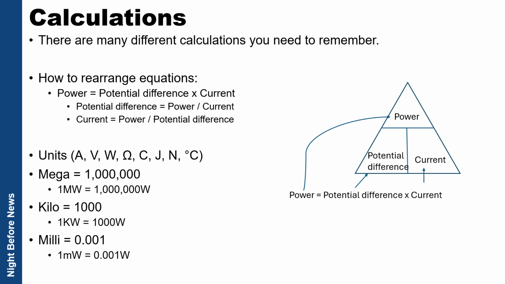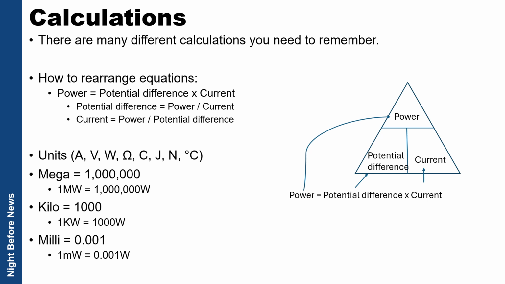So, for example, we have power is equal to potential difference times current. If the subject of your equation, for example here is power, is equal to two things multiplied by one another, in this case potential difference and current, then the two things that are multiplied by one another go in the base of your triangle and the subject of your equation goes in the top of the triangle. Now you have the triangle that you can use in order to make either of the other two values the subject of your equation just by covering them.